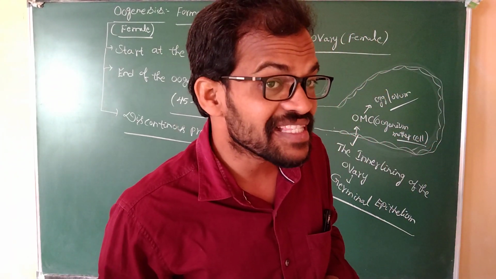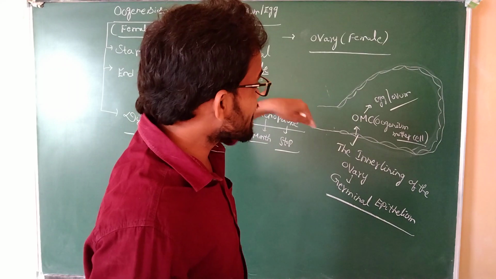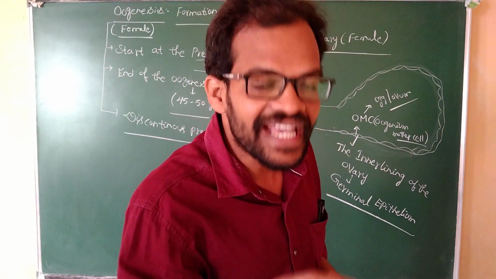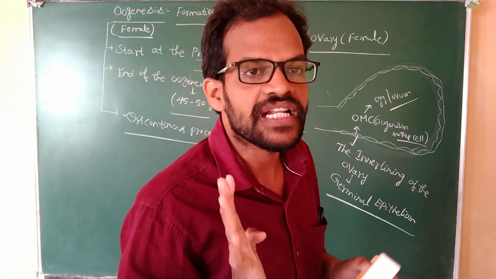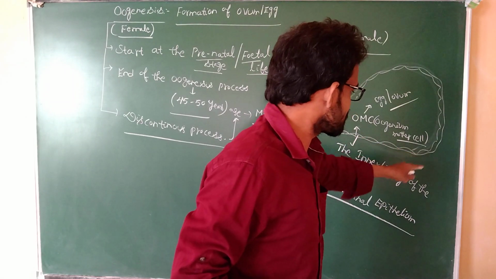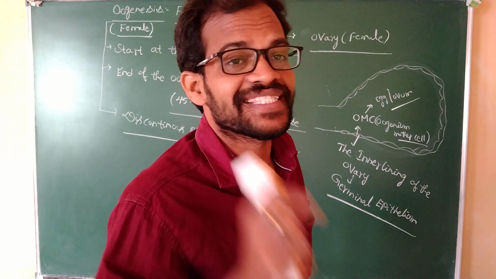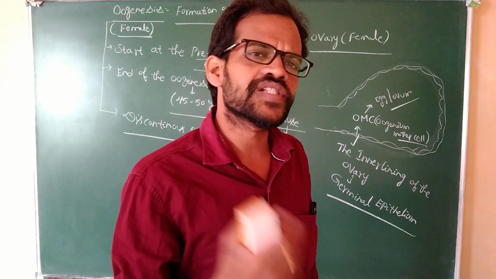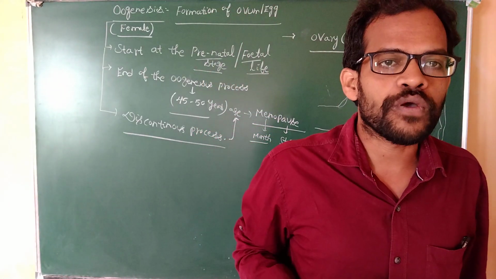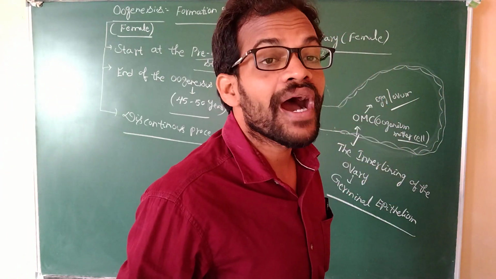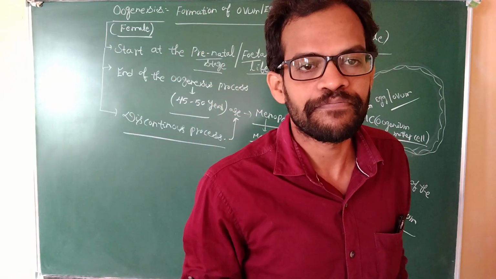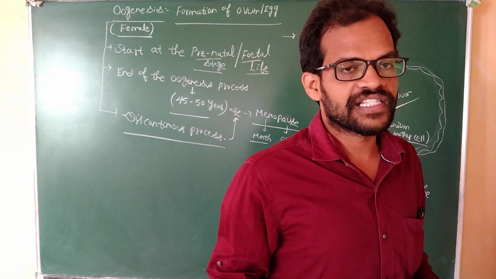The oogenesis process takes place inside the ovary. The inner lining of the ovary is made up of germinal epithelium cells. Each of these germinal epithelium cells is an oogonium mother cell. These oogonium mother cells continuously divide, participate in mitosis and meiosis, and finally produce ovum or egg cells inside the ovary of the female.